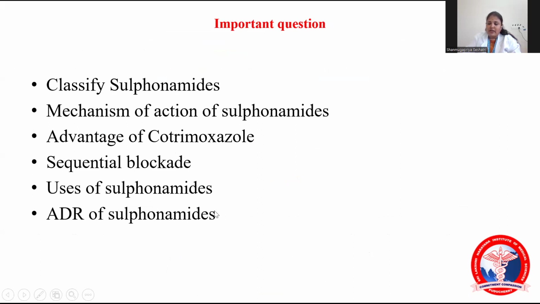Uses of sulfonamide, we saw it is useful for treating gram-positive and gram-negative infection. It is also used for treating burns dressing and chancroid. Adverse effects, main adverse effects are crystalluria, Stevens-Johnson syndrome, hypersensitivity reaction, and it can cause hemolysis in G6PD deficiency patients.